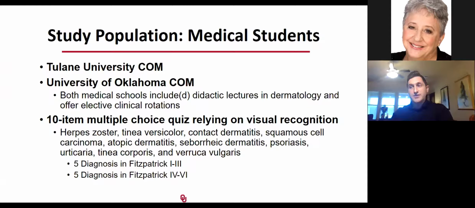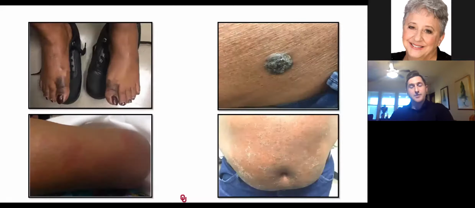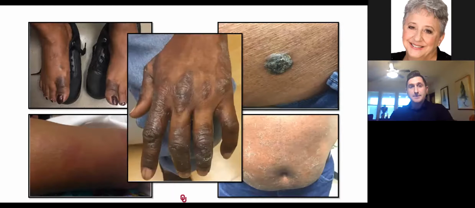We created 2 versions of a 10-question survey. Each provided a Kodachrome of some of the most common skin conditions that are taught or seen in a preclinical dermatology course or on a clinical dermatology rotation. Each version of the quiz was equally divided between patients with skin phototypes 1 to 3 and skin phototypes 4 to 6. Here's an example of some of the dermatoses that we showed: contact dermatitis, verrucae, urticaria, tinea, and psoriasis. These were all provided by Dr. Marina at Tulane.